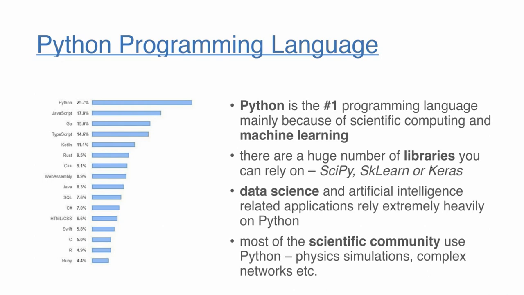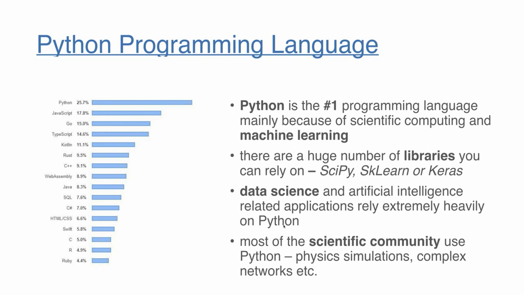So there's a huge number of libraries available, such as SciPy for numerical computations, scikit-learn for machine learning, Keras for deep learning and neural network related algorithms. There are several open source libraries available for the developers. Data science and artificial intelligence related applications rely extremely heavily on Python. I'm not sure whether you are interested in machine learning or data science, but I came to the conclusion that if you want to implement these problems, then you have no other option but to use Python.